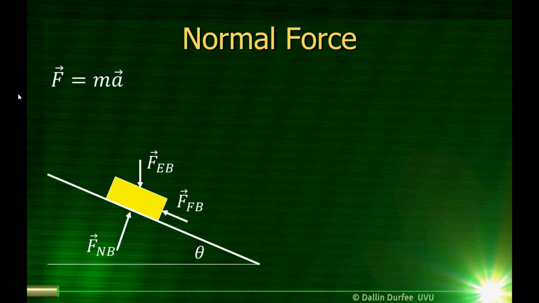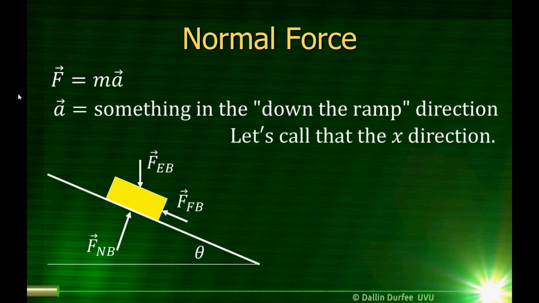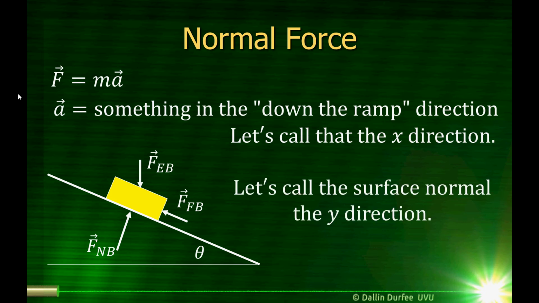But now the normal force is not in the x or the y direction, but we know that the acceleration will be something in the down the ramp direction. So let's call that the x direction. Let's redefine our axes. Let's call the surface normal the y direction. So instead of using a coordinate system like this, let's use a coordinate system where x goes down the ramp and y is normal to the surface of the ramp.